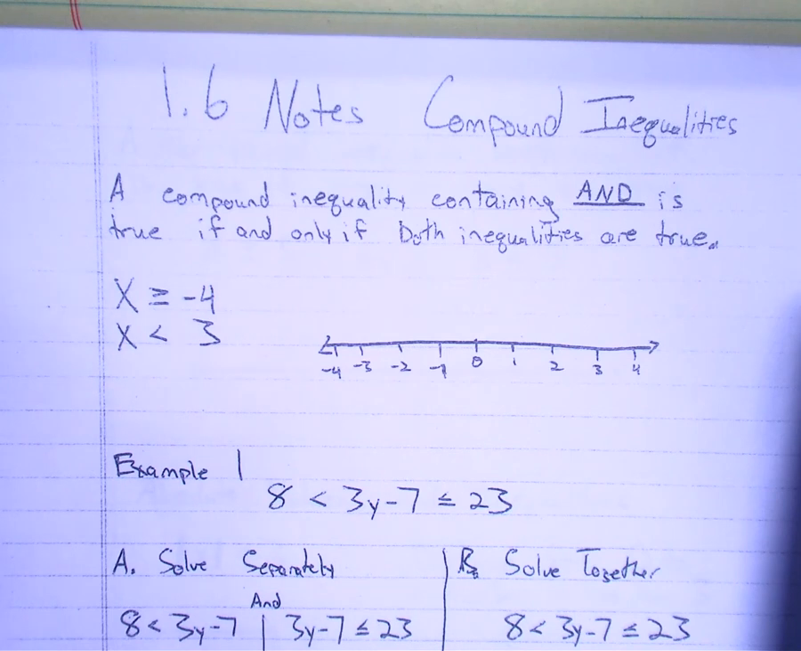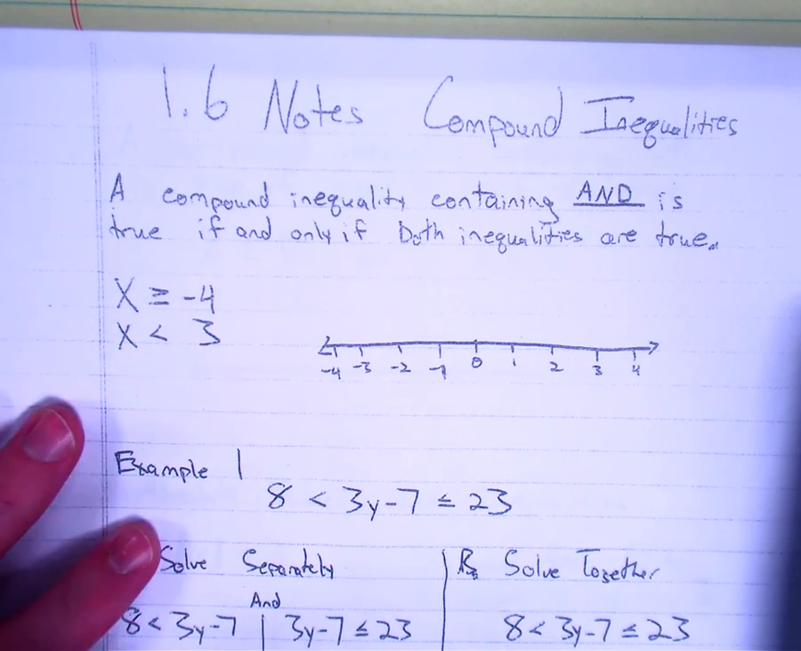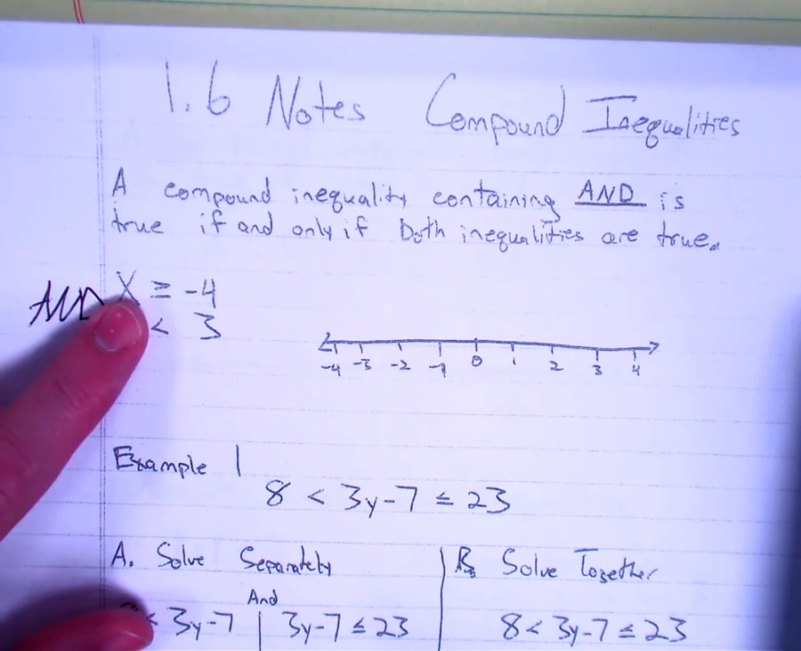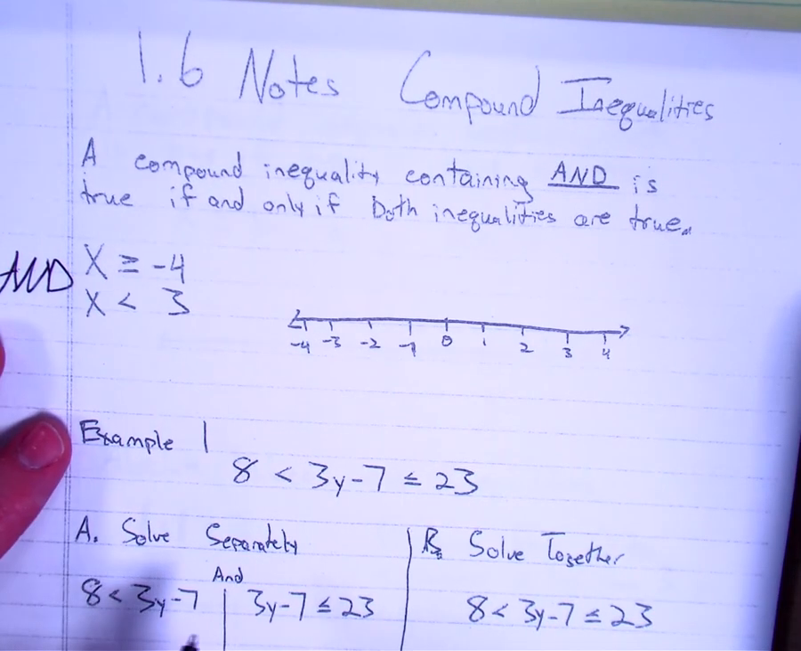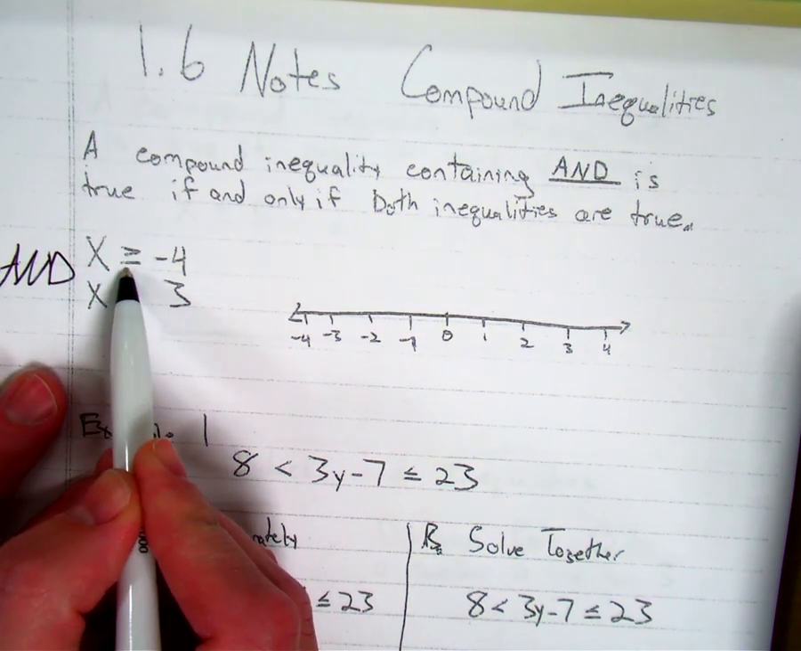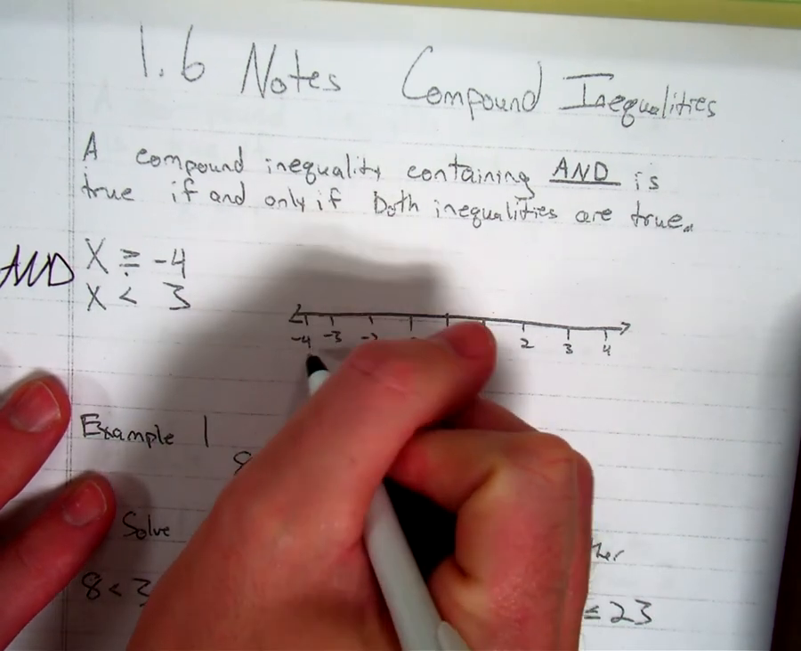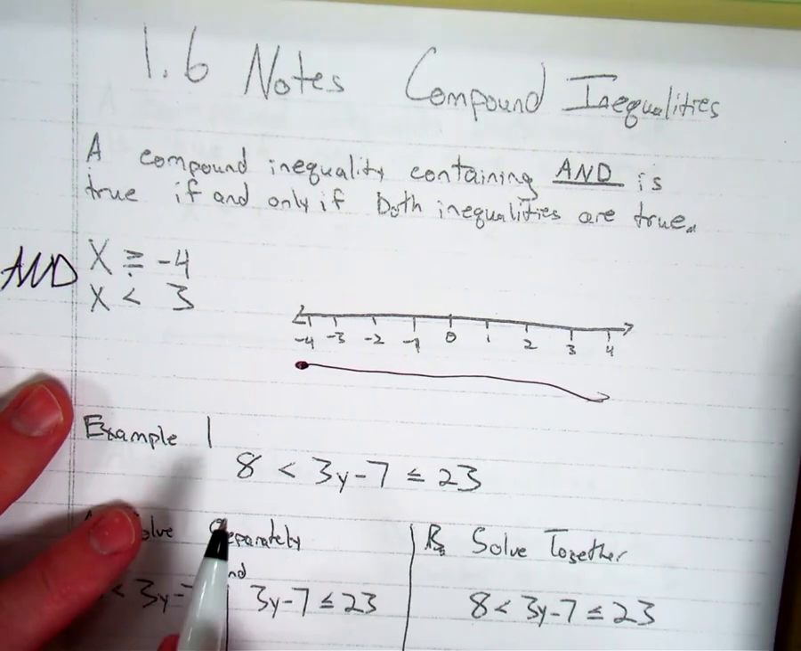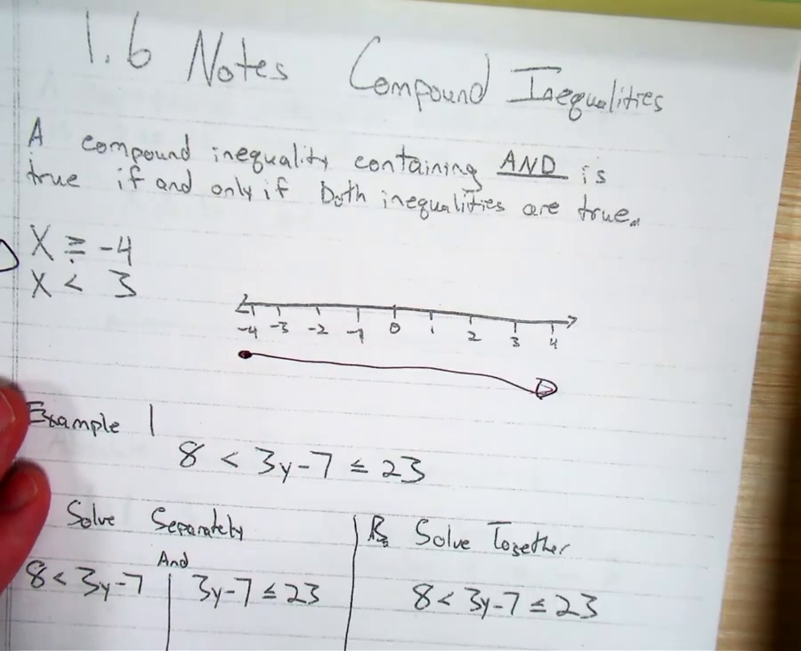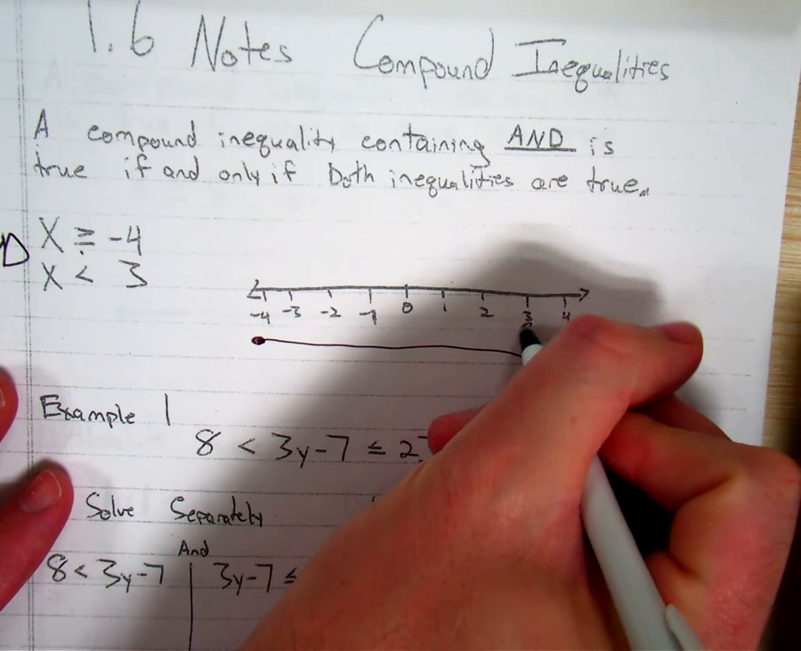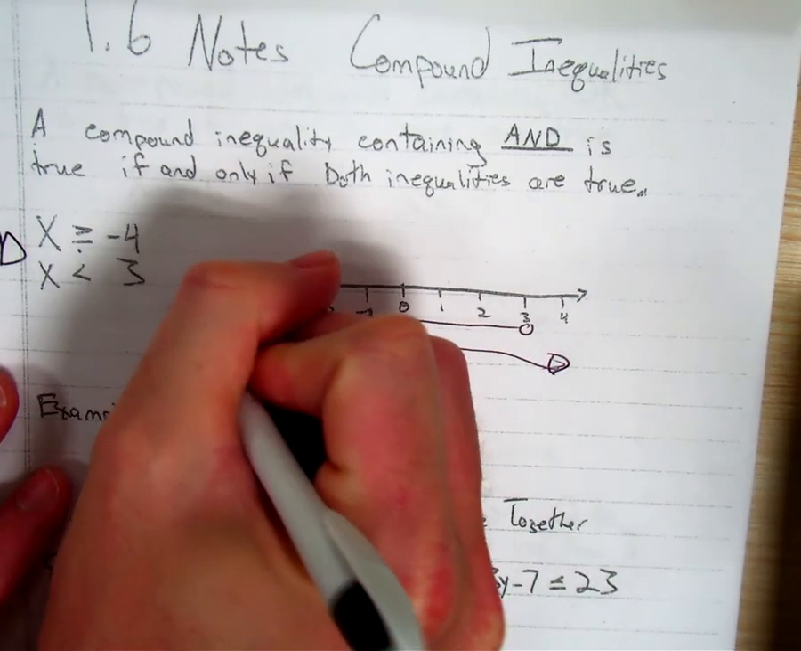So a compound inequality containing "and" is true if and only if both inequalities are true. So if this was an "and", we're going to graph these. What I'm going to do is graph these both individually, and then we'll see where they overlap. So x is greater than or equal to -4. So I would have a closed dot going this way, arrow over here. Kind of running out of room there, hitting my computer. And x is less than 3. Open dot going this way.